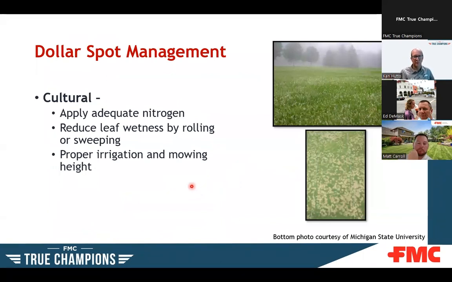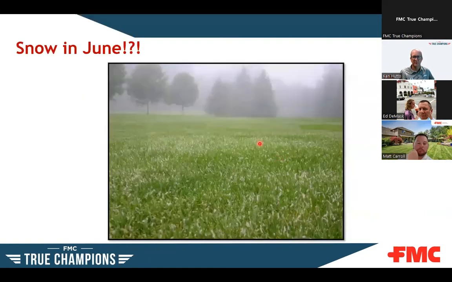An example of what it can look like on higher cut turf, it almost looks like snow. Adequate nitrogen is important. Irrigation and mowing is important as well when you're dealing with these types of diseases, like dollar spot. Here's a close-up picture of this on Kentucky bluegrass, just all the mycelium in that foggy morning. It was really bad there.